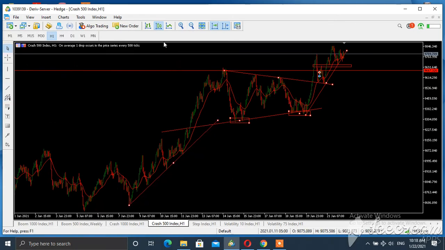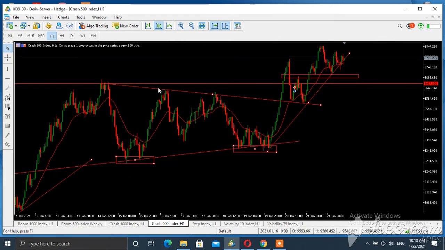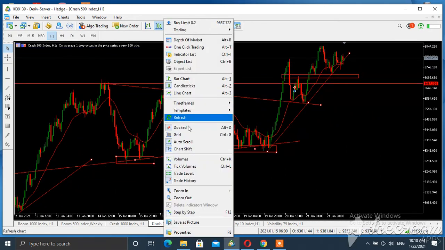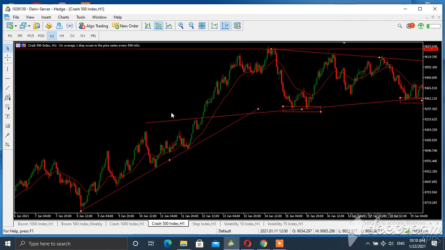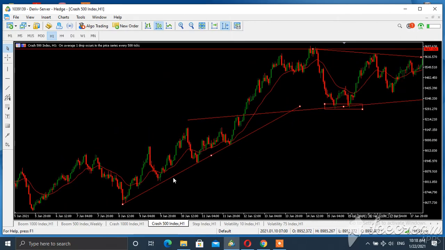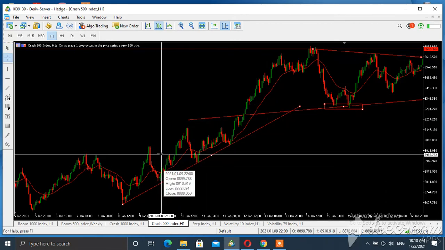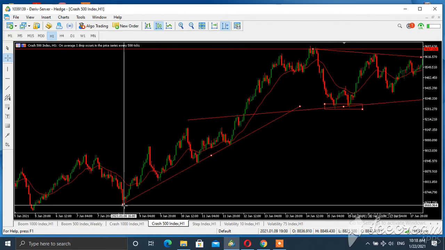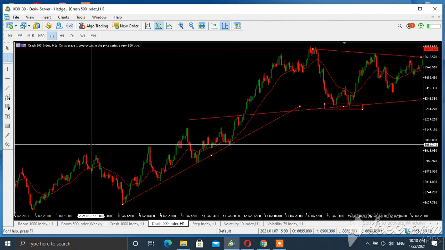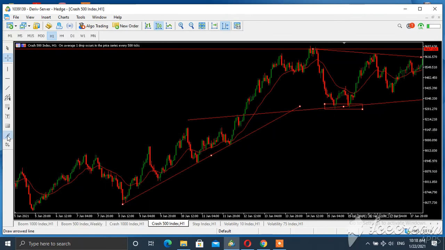Now let me zoom out for you. See, look at this trend. When I identified it, you don't have to enter the market blindly. You have to wait patiently for it to pull back. This one is an impulse move. We call this an impulse move. We call this a retracement, a correction.